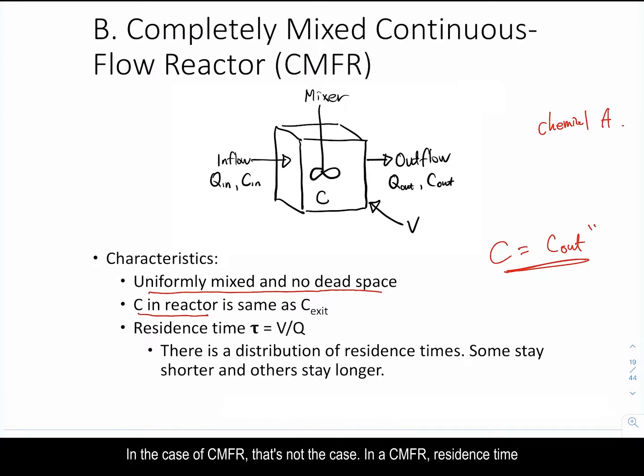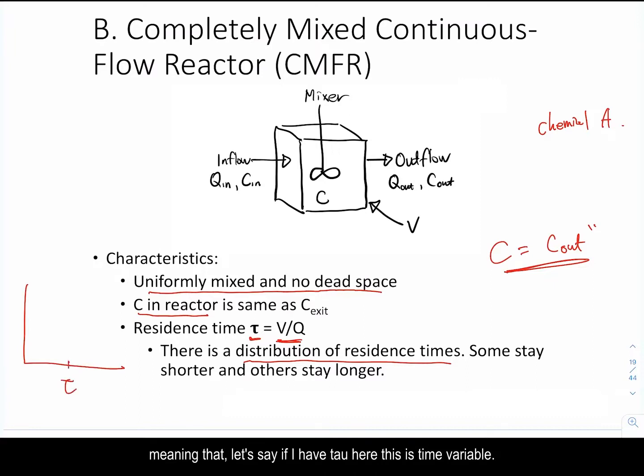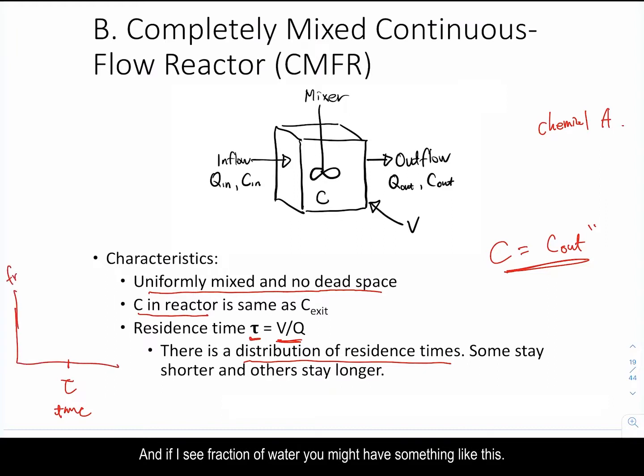In a CMFR, residence time is how long water stays there on average, and that can be determined using V over Q. However, one thing to note is that in this CMFR, not all water will stay for the same time. There's a distribution of the residence time, meaning that, let's say I have tau here, this is the time variable, and if I plot the fraction of water, then you might have something like this.